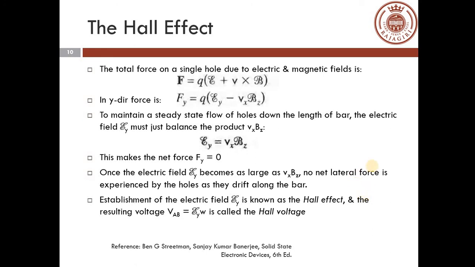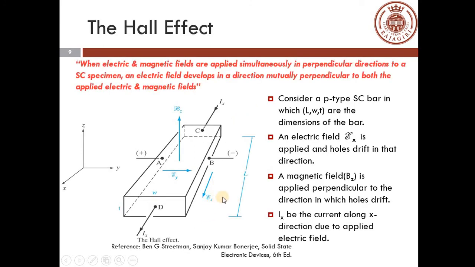So when a magnetic field BZ is applied, the path of the holes tends to deflect. Now the holes move in the direction of the applied electric field epsilon x. When BZ is applied in a direction perpendicular to epsilon x, these holes will experience a force and they will tend to deflect. The force experienced by the hole due to this magnetic field BZ is given by Q into Vx into BZ.